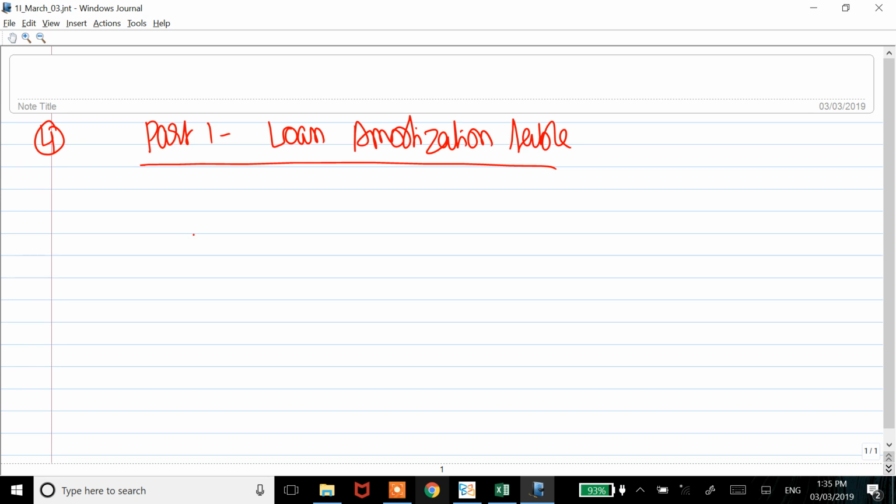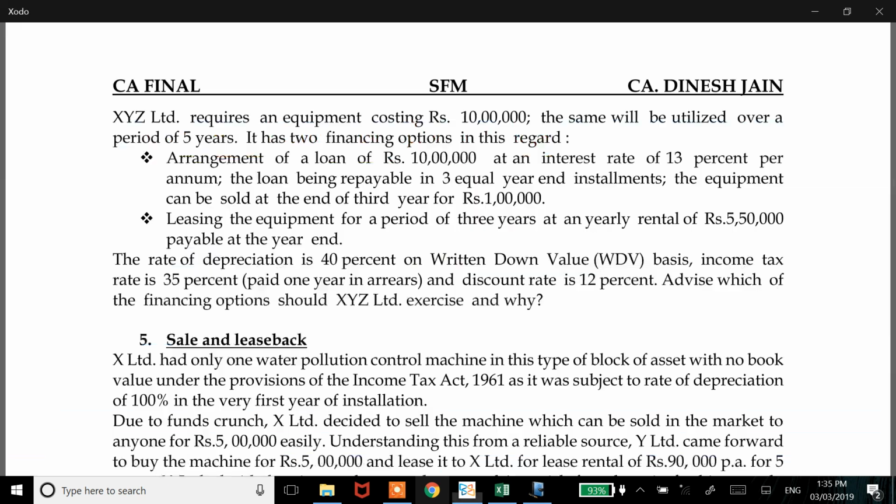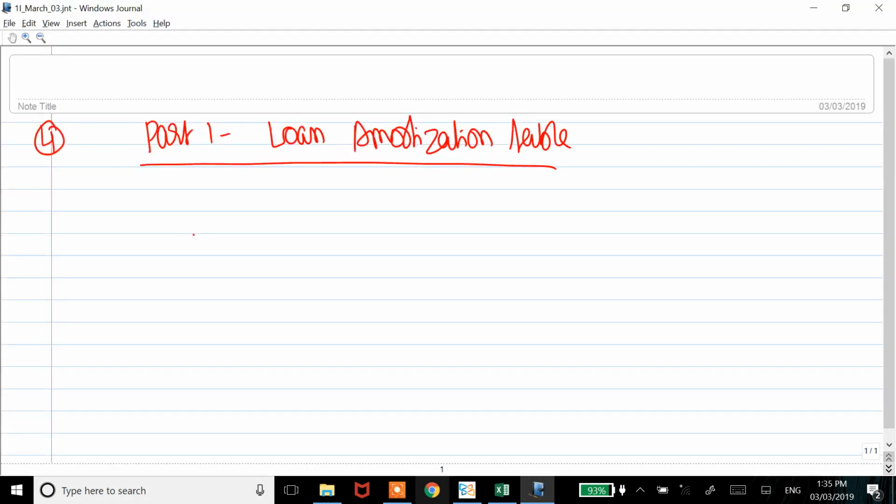Loan amortization table. Is the repayment amount given in the question? They have said arrangement of a loan of 10 lakhs at an interest rate of 13%, loan being repayable in 3 equal year-end installments. So loan is repayable in equal installments. Some question will say principal is payable in 3 equal installments. If principal is payable, it means every time it is 1/3 of that.